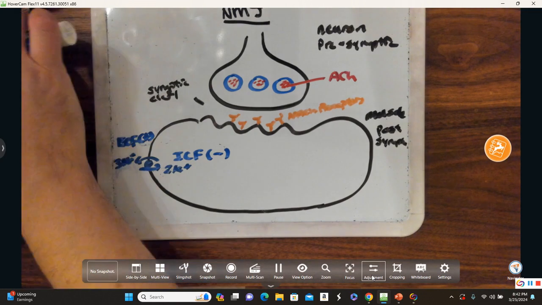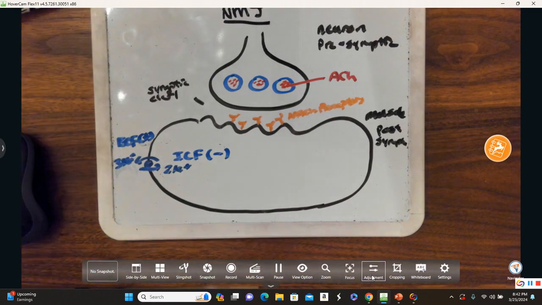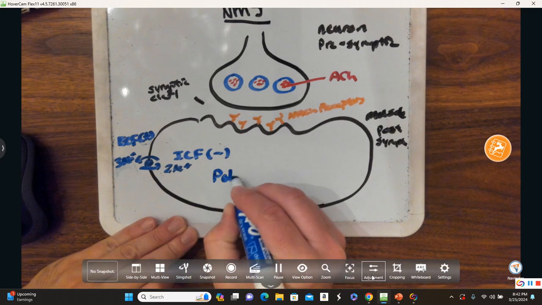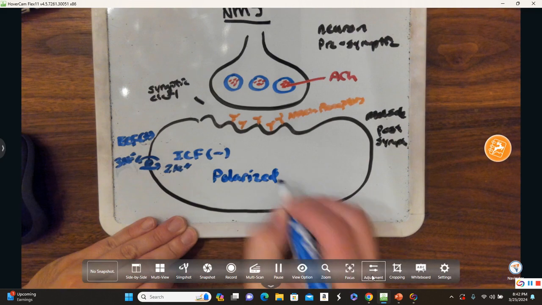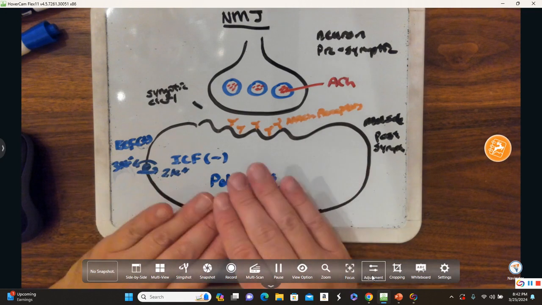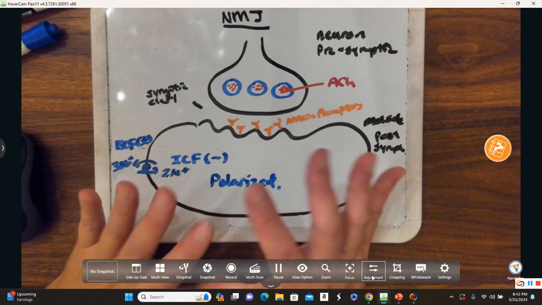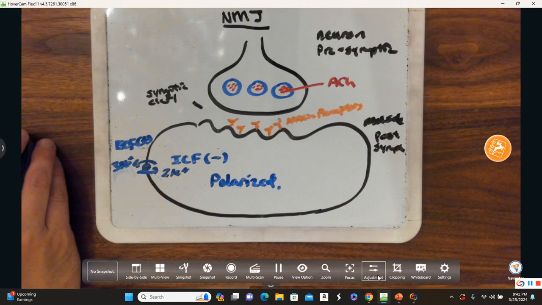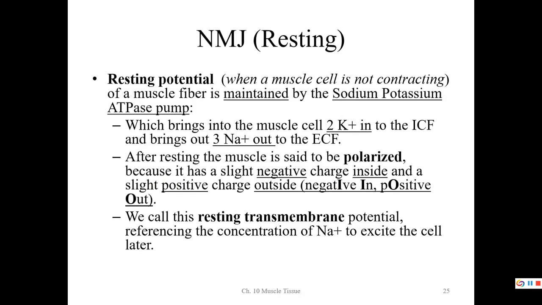Okay, now, what we said was this cell is polarized. Okay, so this is resting. He's relaxed, not contracting, not doing anything, resting and ready to go for a muscle contraction. Now, what we're going to do with this is create a resting transmembrane potential, okay? The resting transmembrane potential references the concentration of sodium out there to excite the cell later. There's a potential to excite it later. It's polarized, it's negative in, positive out.